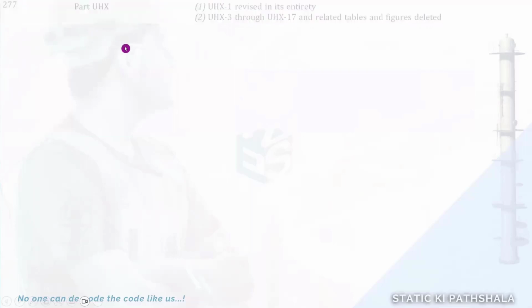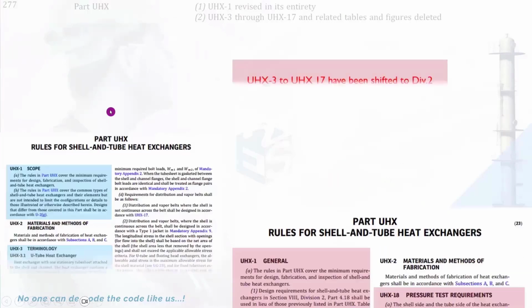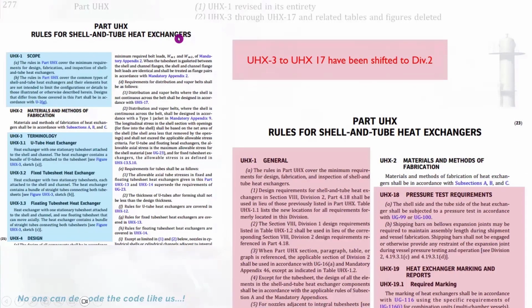When it comes to part UHX, you must all be aware that whenever we calculate tube sheets, there is a separate part given, UHX. In the previous version, UHX 13 was given for fixed tube sheets, UHX 12 for U-tube heat exchangers, and UHX 14 for floating tube sheet calculations. So part UHX was covering all the requirements of the calculations. But in the recent changes in 2023, this was the scope in the older version, 21, and this is in 23. You can see over here, 23, right?